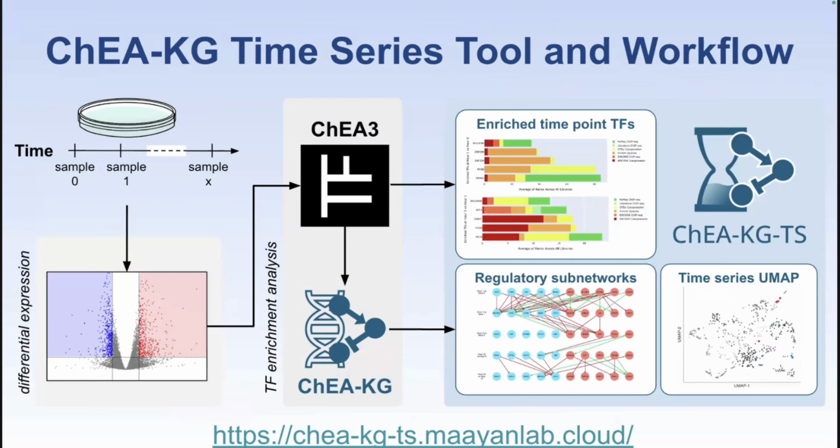So the final output is a report that contains the enriched transcription factors visualized as a UMAP projection with the time point enriched transcription factors highlighted against all of the transcription factors in the background gene regulatory network. And then we also have these layered subnetworks of the enriched transcription factors and their connectivity across time points. And then finally, the enrichment analysis results for each of those transcription factors.